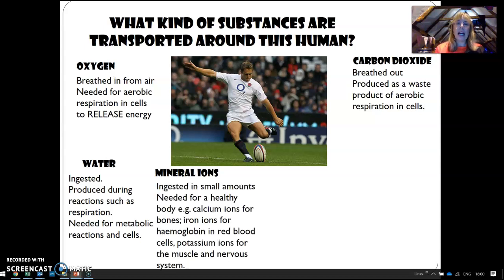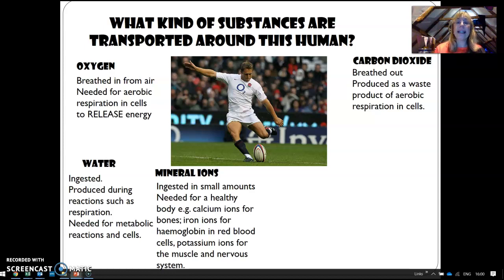Now, there will also be mineral ions transported in your body. Now, mineral ions, we get these from our diet if we're having a healthy diet, and they're only really needed in very, very small amounts in our body. So it's not like starch and glucose, the carbohydrates, or the fats or the proteins that we need in higher amounts. But they're essential for keeping our body healthy.